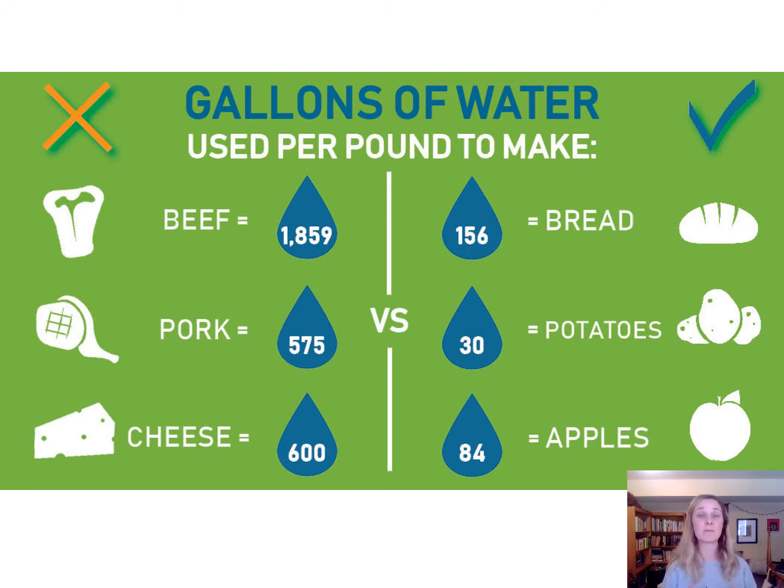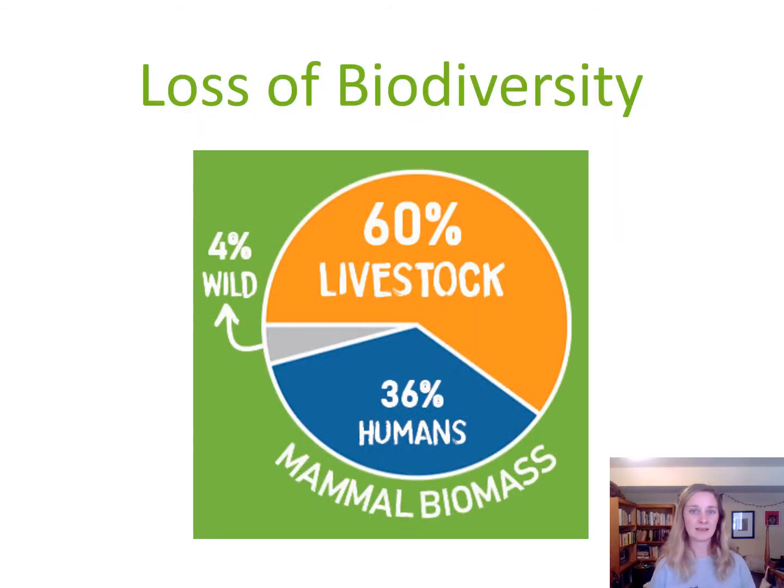Water is just one of the many resources that is overused by the animal agriculture industry. Did you know that one cow drinks on average about 50 gallons of water a day? Now, what about species extinction and the loss of biodiversity?